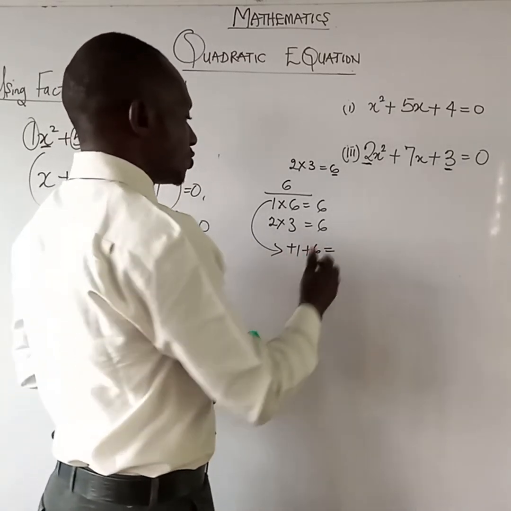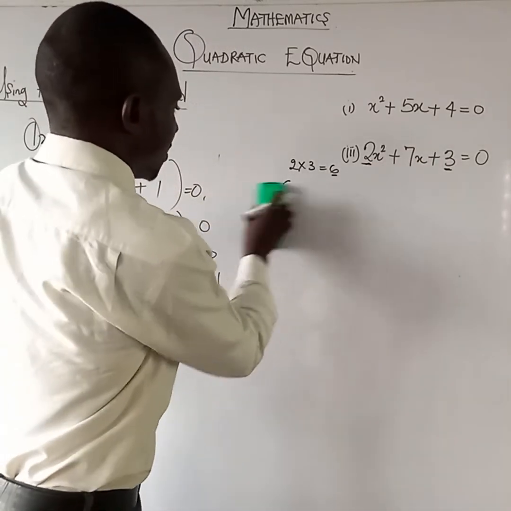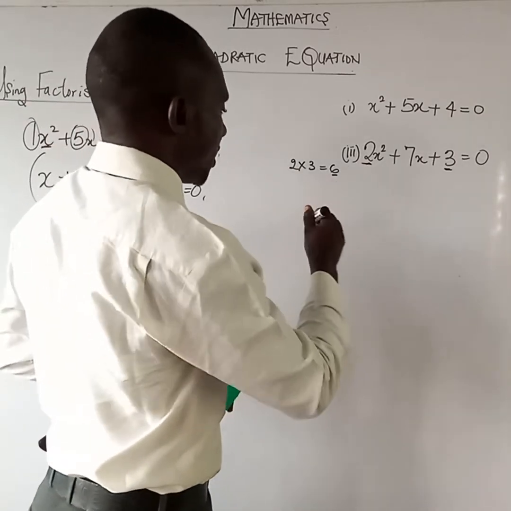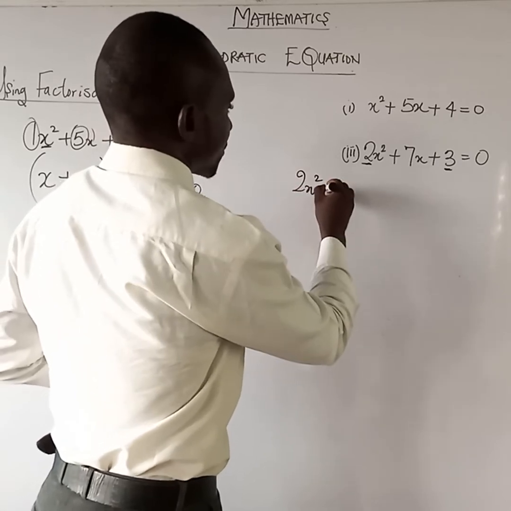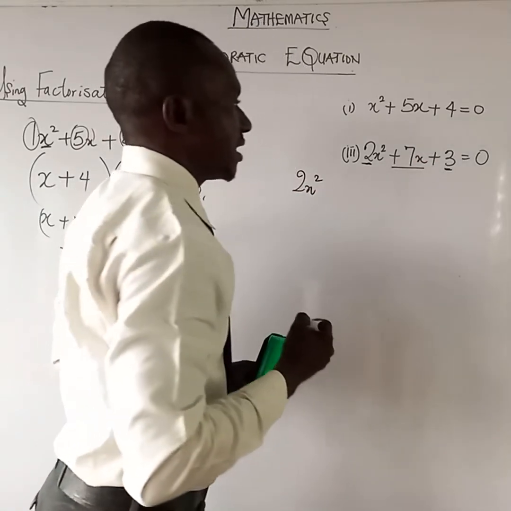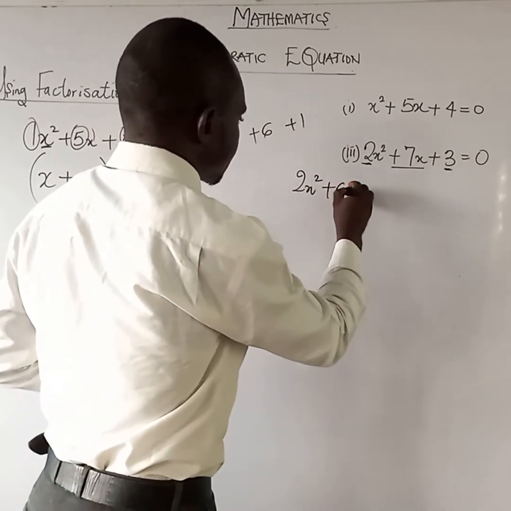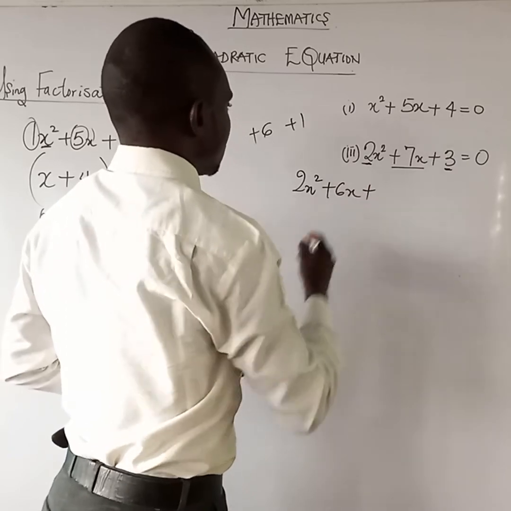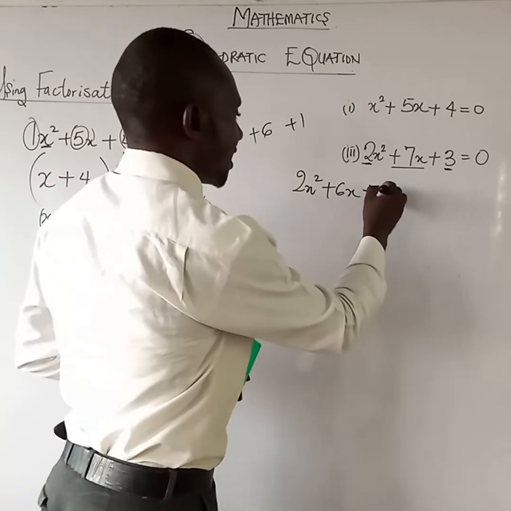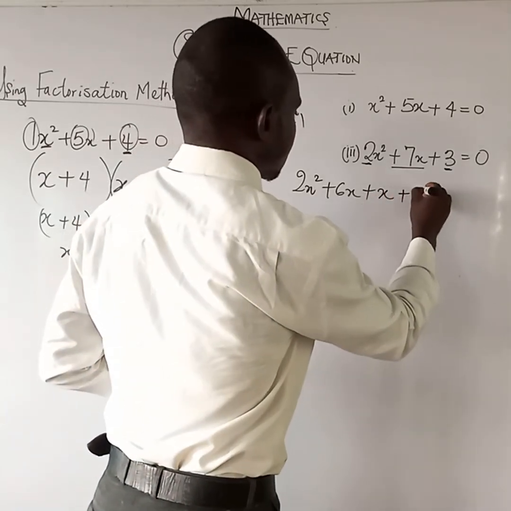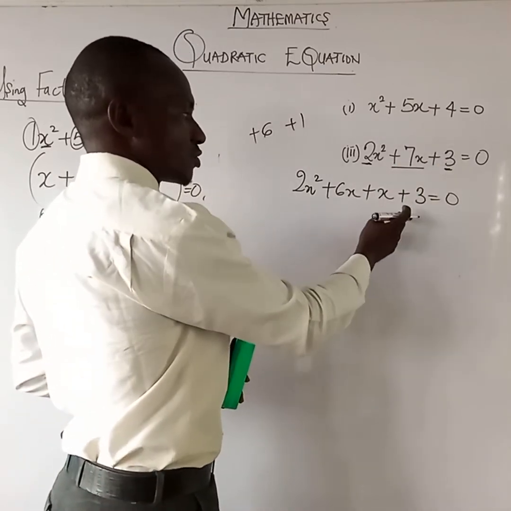Then what I will do is I will now replace this. Since our factors now are 6 and 1, I'll go back to the question. 2x squared, instead of writing plus 7x, since our factors are plus 6 plus 1, I'll write plus 6x plus 1x, but it's not ideal in mathematics to write 1x, so we write x, then plus 3 equals 0. We have replaced this plus 7x with plus 6x plus x.